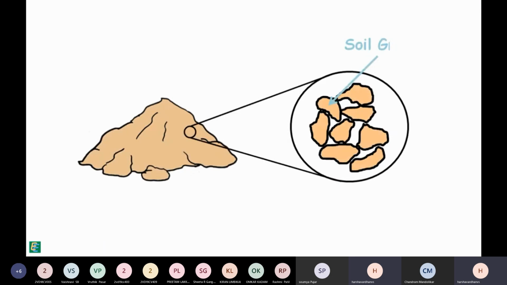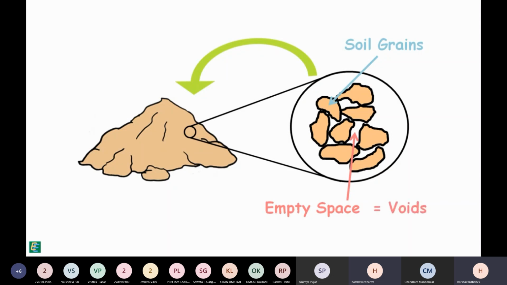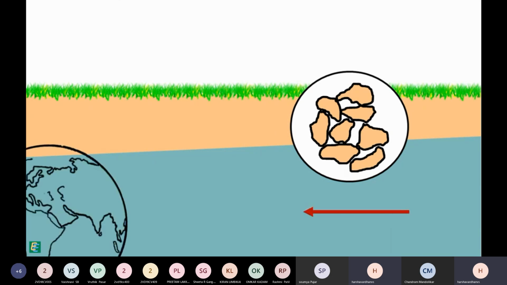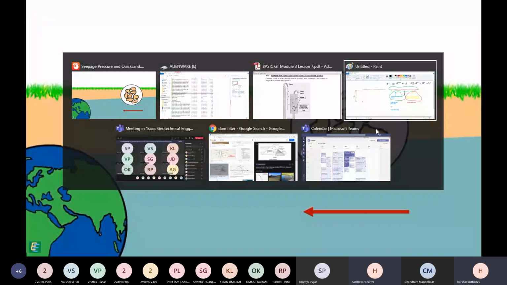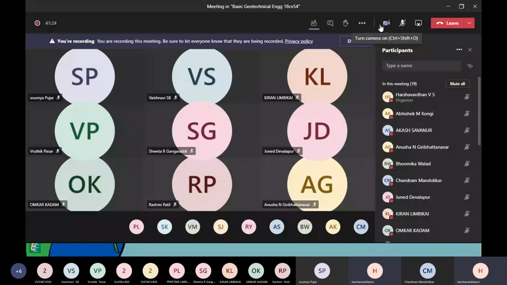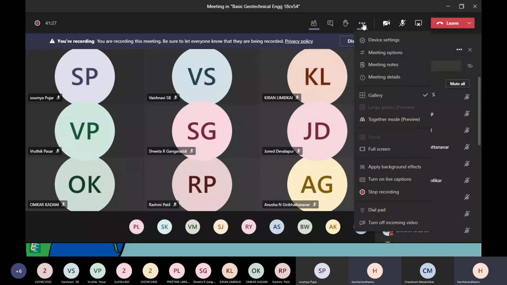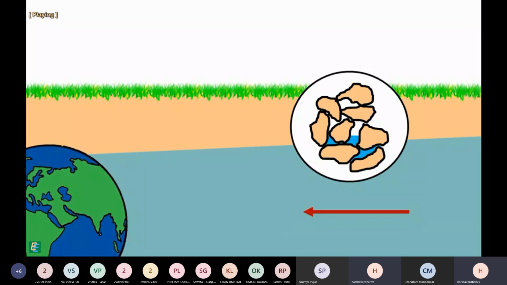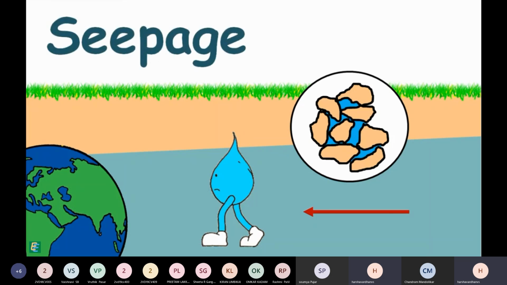What is quicksand condition? Soil grains, when depositing in a soil mass, enclose empty space between them, which we call voids. The free water available under the ground moves inside under the influence of gravity, and it flows through these voids. This phenomenon of movement of water through the soil is called seepage.